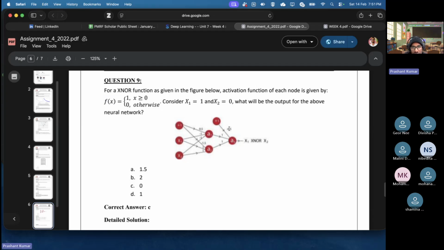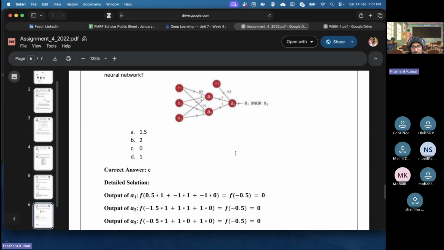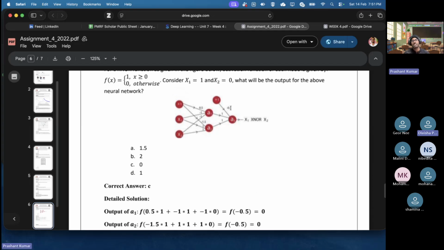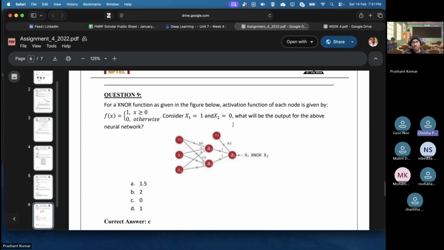I'm not sure this is 0.5 or something. It is a bias, right? So minus 1.5. I think this is minus 0.5. Okay, I'm getting minus 1.5. Maybe I'm wrong. Where, here or here? Neither x1 nor x2.